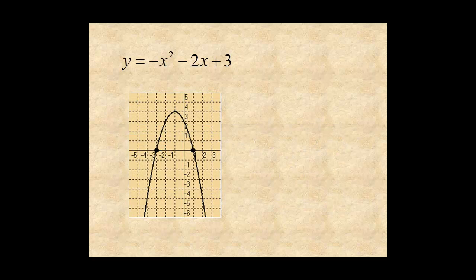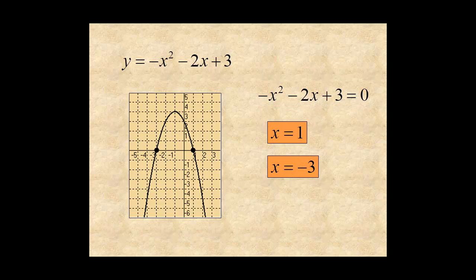So here's the quadratic function, its related quadratic equation, and the solutions to the equation. Notice the solutions are equal to the x-intercepts of the function. One of the solutions is x equal 1, which matches the x-intercept at 1 on the x-axis. The other solution is x equal negative 3, which matches the intercept at negative 3 on the x-axis.